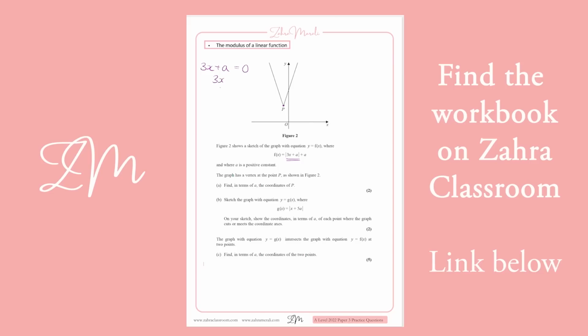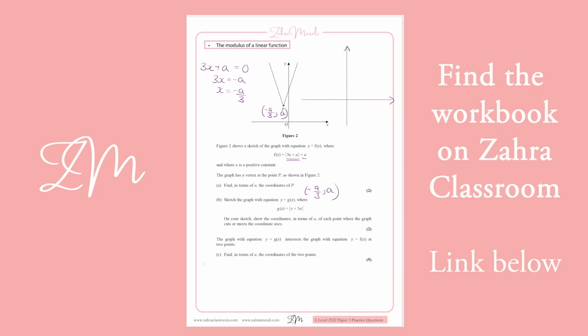So that's going to give me 3x = -a, so x = -a/3. So here my x is -a/3, and my y is simply a. Okay, so that's my coordinates for point P. Then it tells us to sketch the graph g of x equals the modulus of x plus 5. So in order to sketch that, let's draw some axes in.